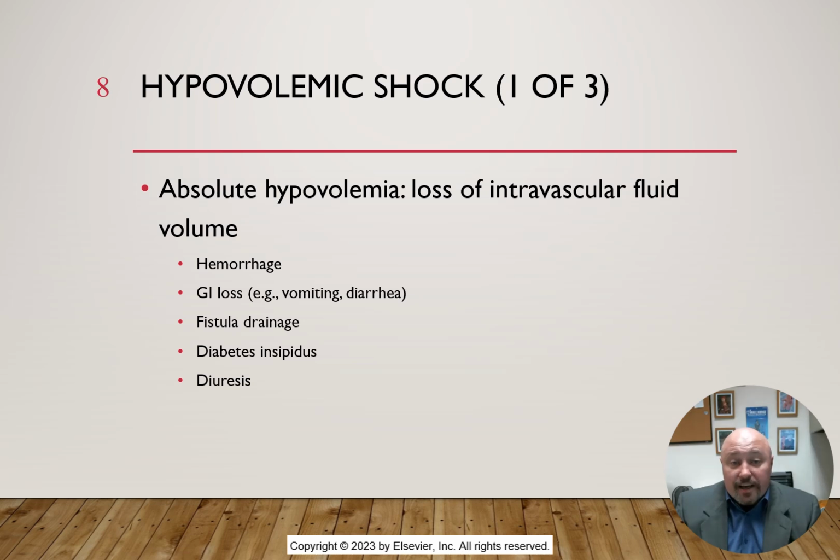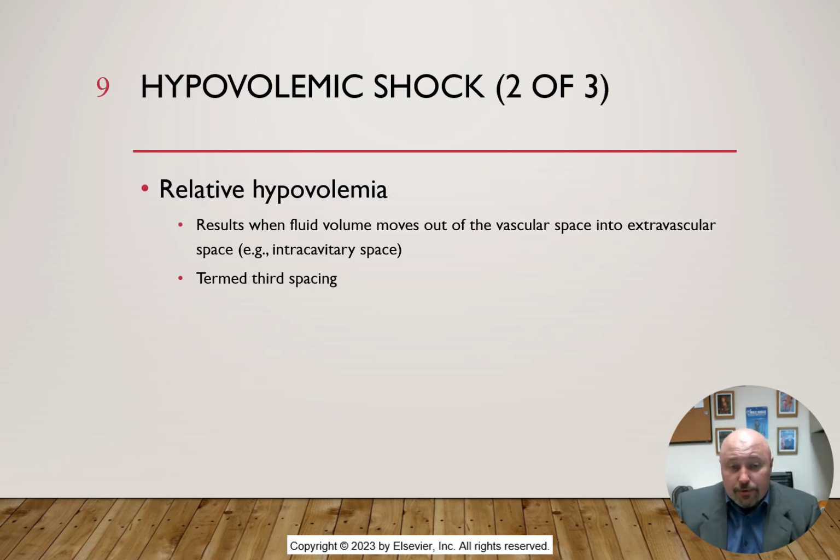On the other hand would be hypovolemic shock. In the case of absolute hypovolemia, this is loss of intravascular fluid volume, such as hemorrhage, a GI loss with vomiting and diarrhea, extreme fistula drainage, diabetes insipidus, or other forms of diuresis. Not to be confused with relative hypovolemia, which results when the fluid volume moves out of the vascular space into the extravascular space, and is termed third spacing.